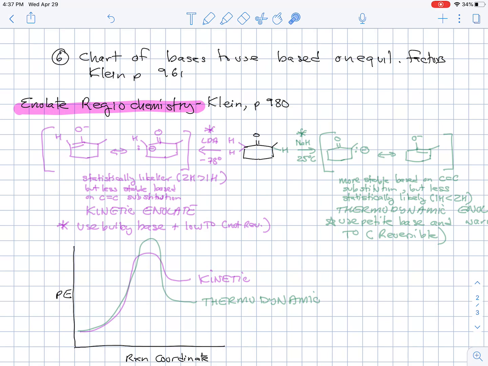So if we want the kinetic enolate, LDA, low temperatures. Students sometimes wonder, why the heck do we have minus 78 degrees Celsius? That seems like a totally random number. It's not totally random. It turns out that if you make a bath, and you've all made ice baths, but if you make a bath using dry ice and acetone, the temperature you reach with that dry ice acetone bath is minus 78 degrees. So there you go.